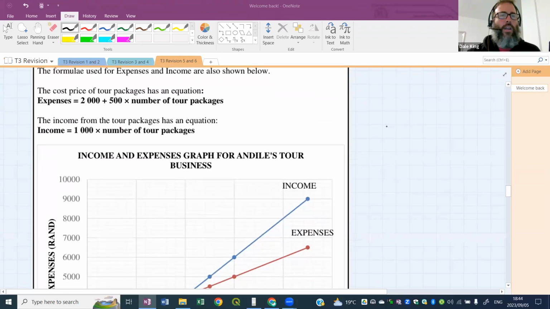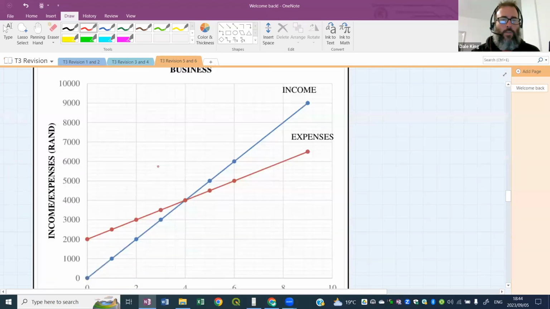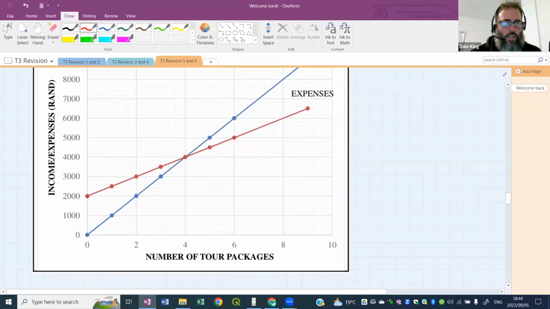Okay, so the 500 here is the variable cost. So the 500 times the number of packages is the variable cost. The 2,000 is the fixed cost. So if we look at the expense line, it starts at 2,000, but at 1, if you really want to read it off, if you go up straight from 1, and then go across from there to the line, you see that we find a value of 2,500.